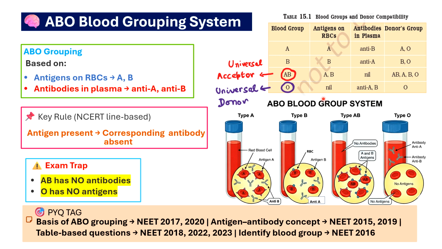Let's look at this figure here. If you see type A, I told you it has antigen A on the RBC surface and anti-B type of antibody in the plasma, right? So it can accept blood from persons who do not have antigen B on the RBC surface. Why? Because otherwise the anti-B antibodies present in the plasma will attack the antigen B present on the RBC surface. Is that clear?